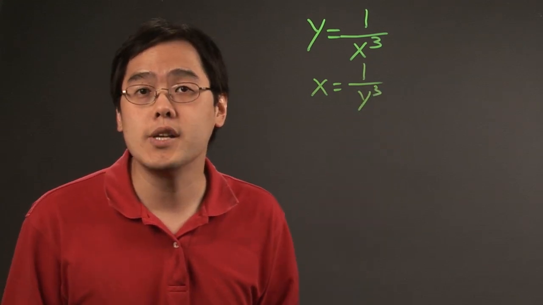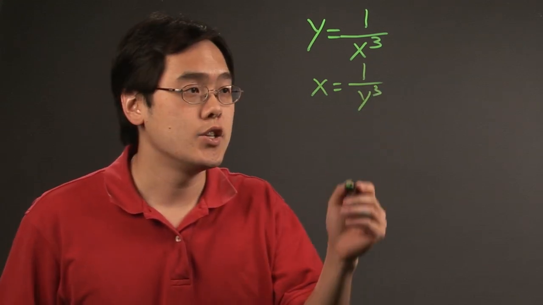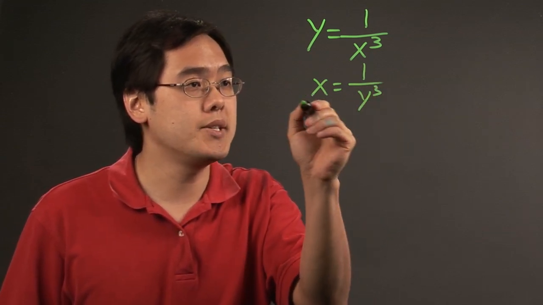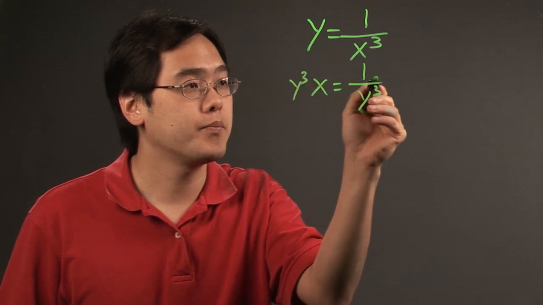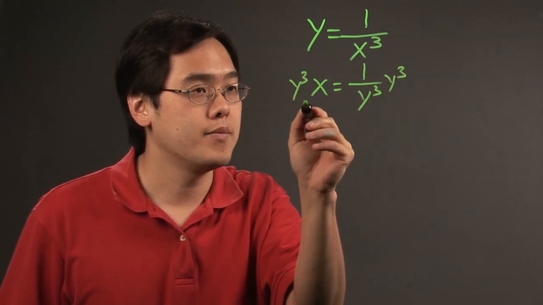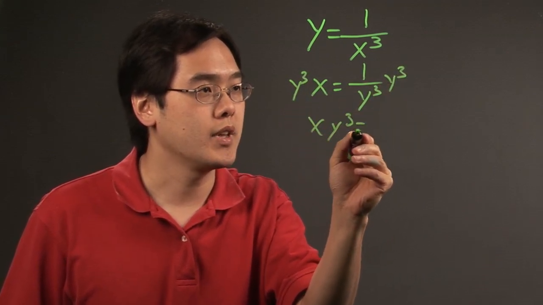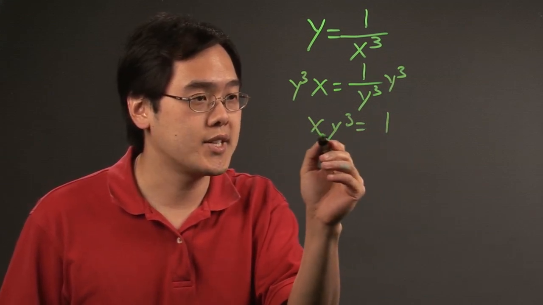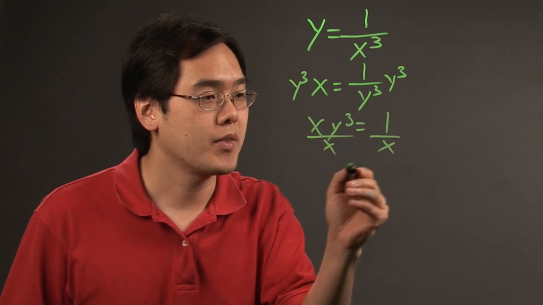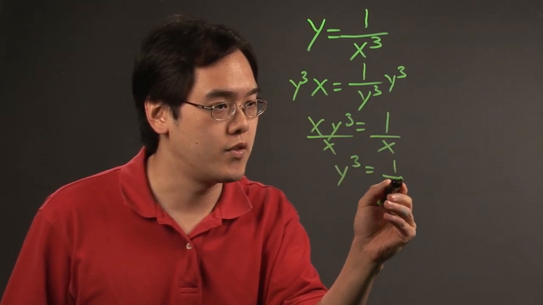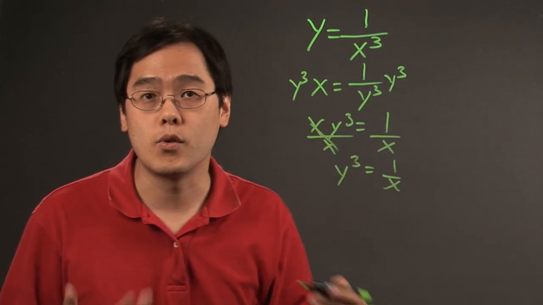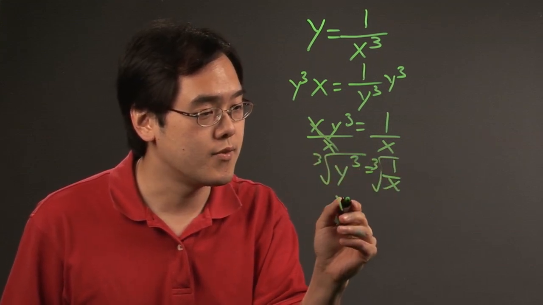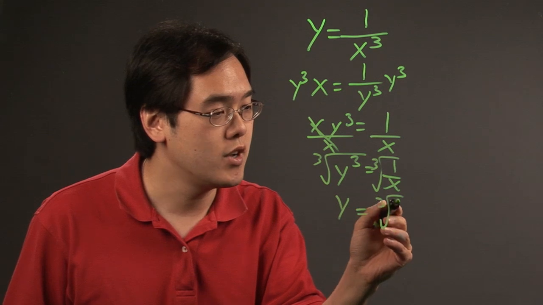Where you want to go from there is solve for y all over again. Since you have a fraction, multiply both sides by y cubed. So you have x y cubed equals 1. And then to solve for y, you want to get rid of the x first, so divide both sides by x. So you have y cubed is equal to 1 over x. And then to solve for y completely, you take the cube root of both sides. So you have y is equal to the cube root of 1 over x.